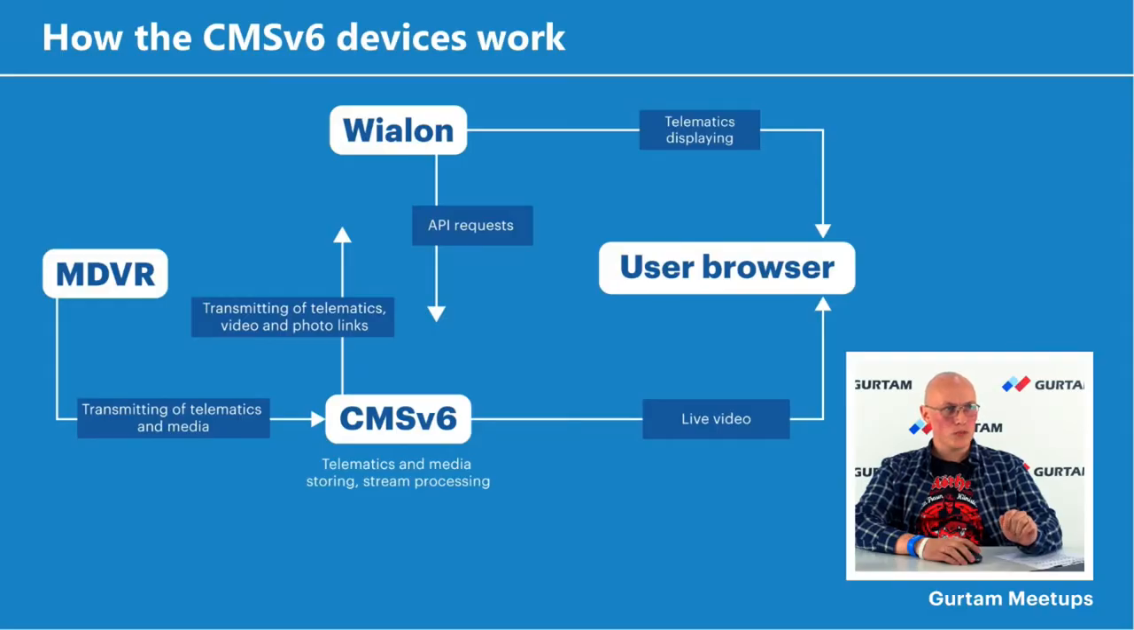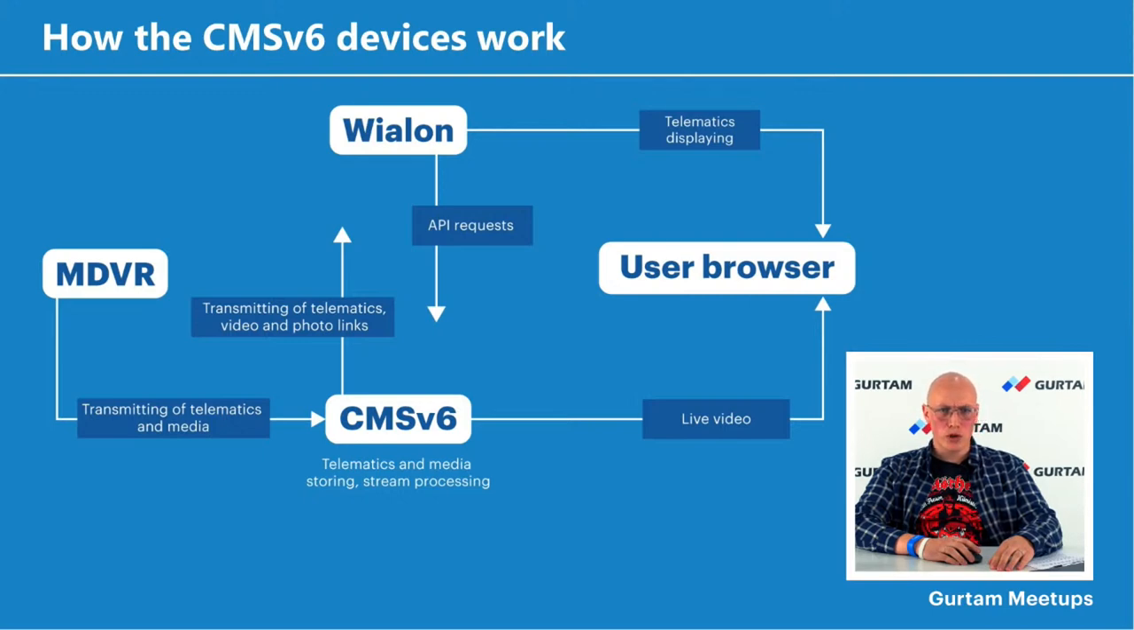Okay, so now we smoothly approached CMSv6. So what is it? CMSv6 is a server solution, a Windows program, which allows receiving data from various MDVRs via API requests. Let's have a look at the scheme of operation. Okay, so a little bit complicated. As you see, in this case, the device doesn't work directly with Wialon at all. All communication is handled via API requests through CMSv6.